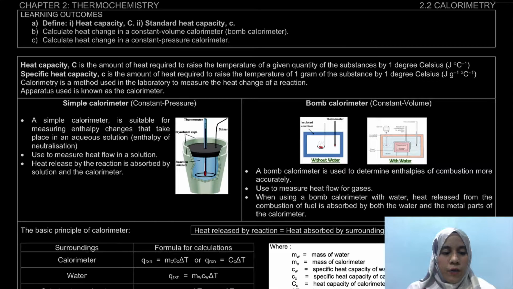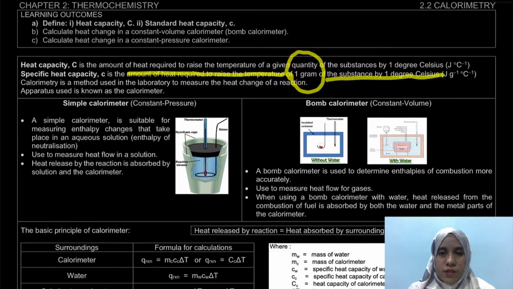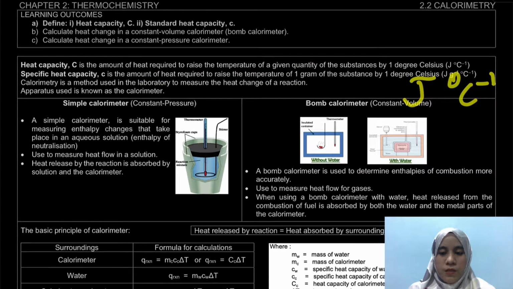What about the specific heat capacity, or our small c? It is the amount of heat required, again, to raise the temperature, but for the specific one, we have a specific mass of the substance, which is 1 gram of the substance, again by 1 degree Celsius. So instead of the unit joule per degree Celsius, for the specific, we have per gram as well. Okay, so that is the definition.